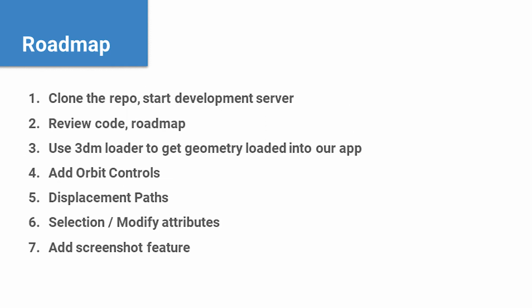So this is basically what I just discussed. We're going to clone the repo and start our development server. So hopefully you guys are getting that going. We're going to review the code and the features that we're going to be implementing. The first main feature is using the 3DM loader to get our Rhino model loaded into our app. And we're going to look at some cool ways that Rhino is actually going to pass geometry to our app, or we're going to be able to access attributes on some of these elements from Rhino, I should say.